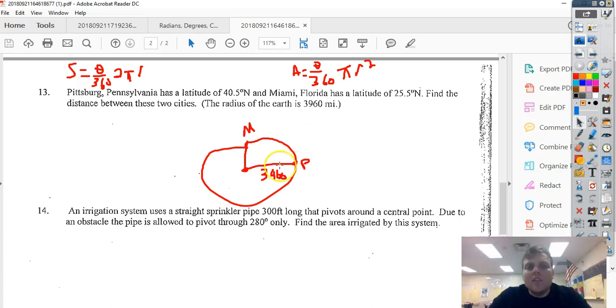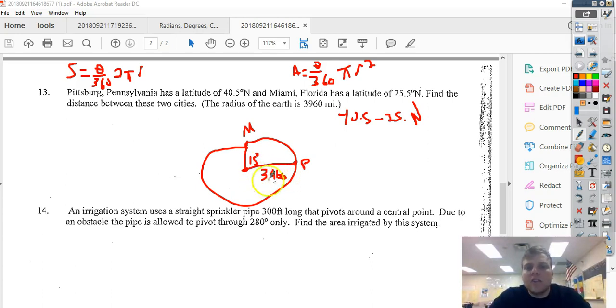So I know they give us the information about Pittsburgh is at 40.5 degrees and Miami is at 25.5 degrees north. Here's the thing. We want to know the angle between the two. So if this guy is at 40.5, and this guy is at 25.5, then what is the measurement between the two? Well, that would be 15 degrees, because 40.5 minus 25.5 tells me that the angle measurement between the two is 15 degrees.